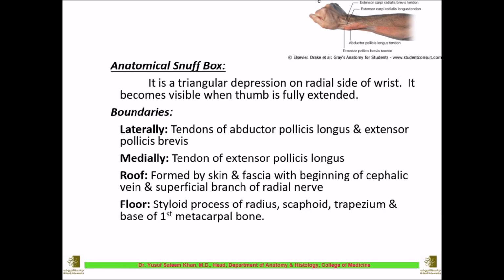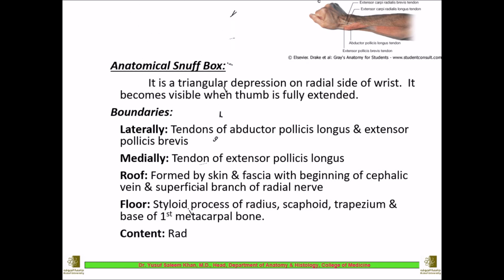Why is it called an anatomical snuff box? Because this is the area where some of the people who snuff tobacco put the tobacco on this place and used to snuff. Because of this depression, this is called the anatomical snuff box.